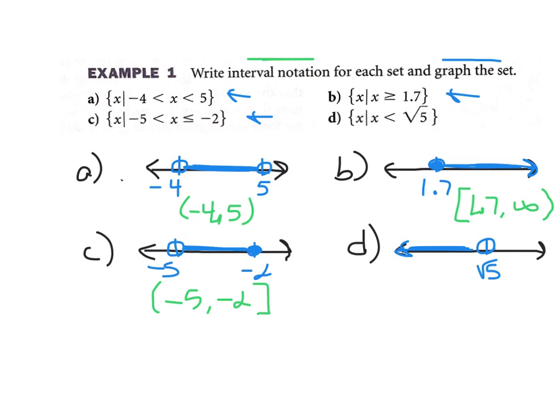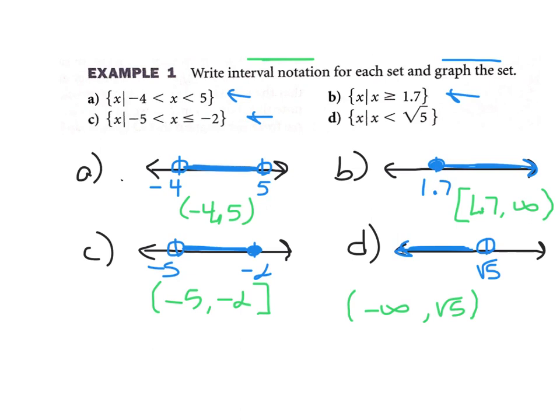And then the last one, part D right here, says it's going to square root of 5. But remember, we read left to right, so it's going left forever. So I'm going to put a negative infinity. It's going to negative infinity up to the square root of 5. Remember, we always leave the infinity open. And this time the square root of 5 has an empty circle, so it's also open. So I'm going to put a parentheses there. And that's all we're going to do.